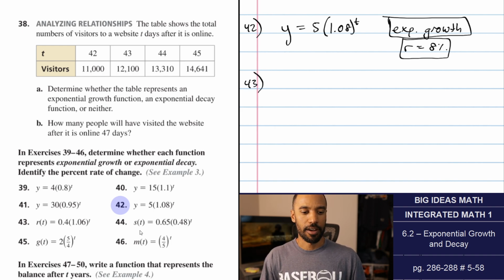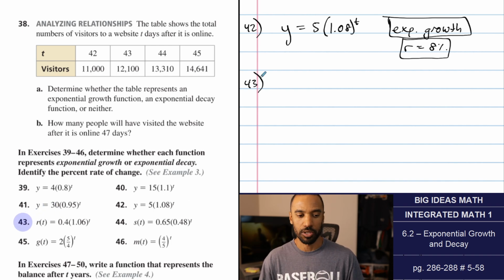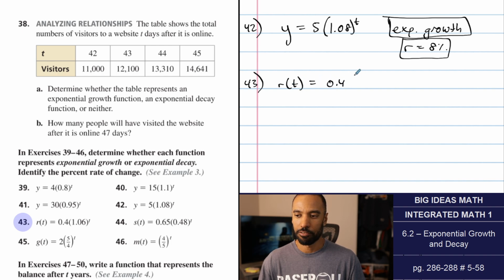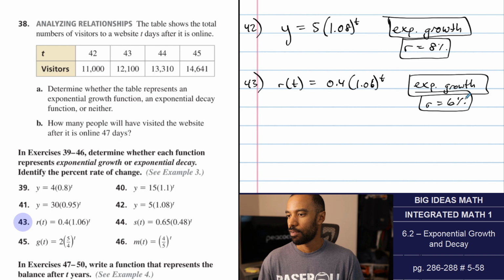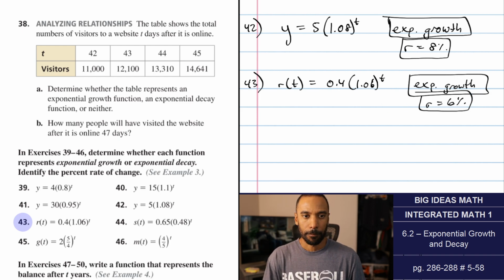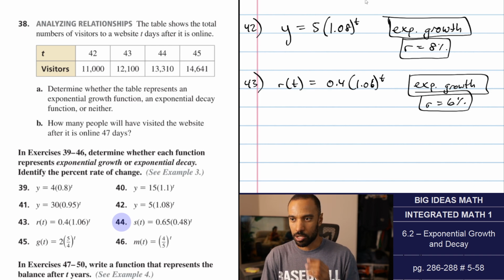Number 43, function notation will still not change what we're doing, and having an A value that's a decimal still is no change in what we're doing. R of t is 0.4 times 1.06 to the t power. The fact of the matter is 1.06 is more than 1. That makes this growth, and it's growth by 6%. The other was 8%. This is 6%. Very straightforward.